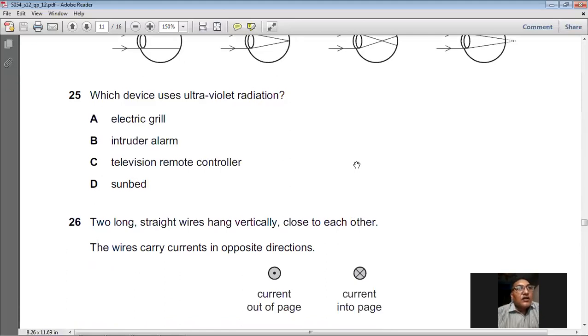Which device uses ultraviolet radiation? Ultraviolet radiation, UV light, is used to kill germs. UV light is used in sunbeds. So D is the right choice. Question number 25, D is the choice.